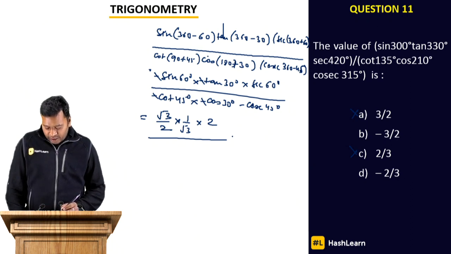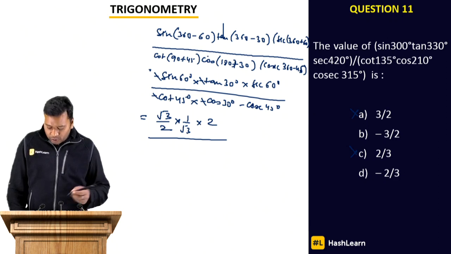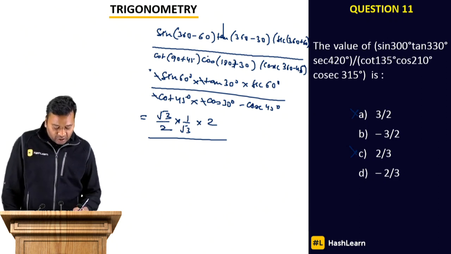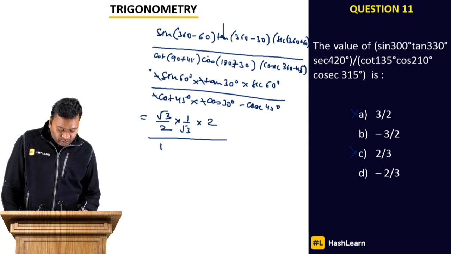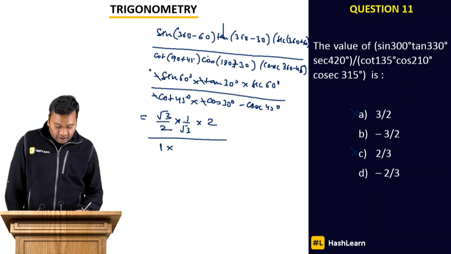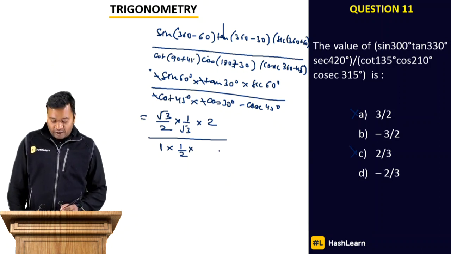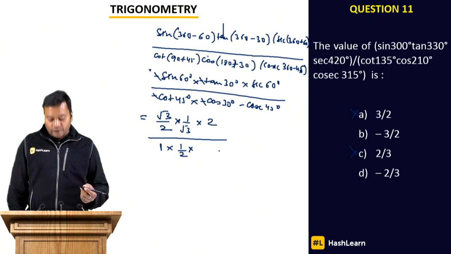So definitely my value will have possibilities in the numerator. 3 is getting cancelled, a 2 is still possible, root 3 is getting cancelled. Then cot 45 is nothing but 1. Cos 30. So cos 30 is nothing but root 3 by 2, right? So 2 is going in the numerator into cosec 45. So cosec 45 is nothing but, cosec is opposite of sin 45.